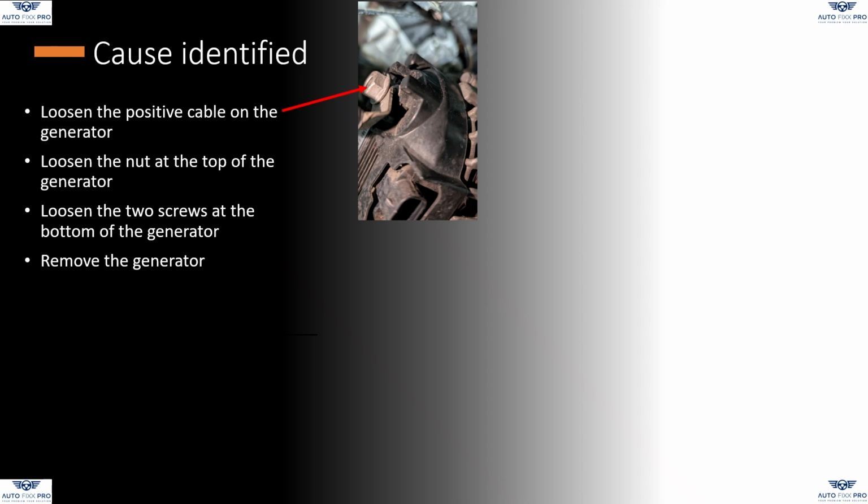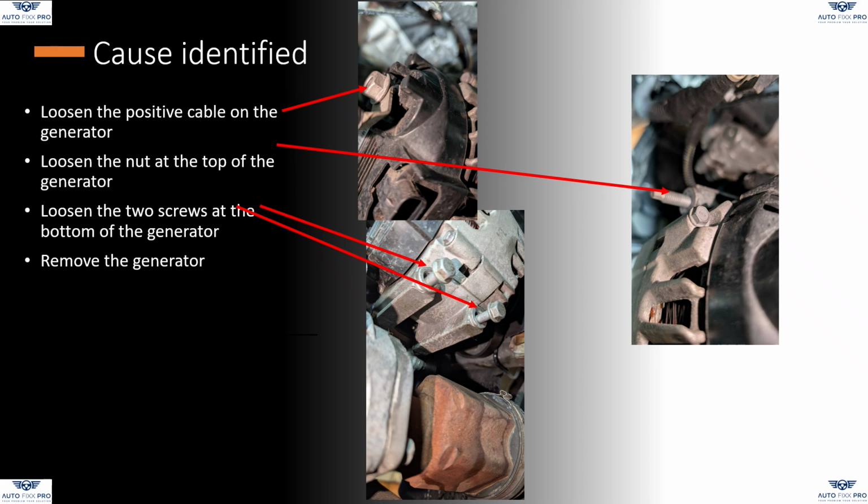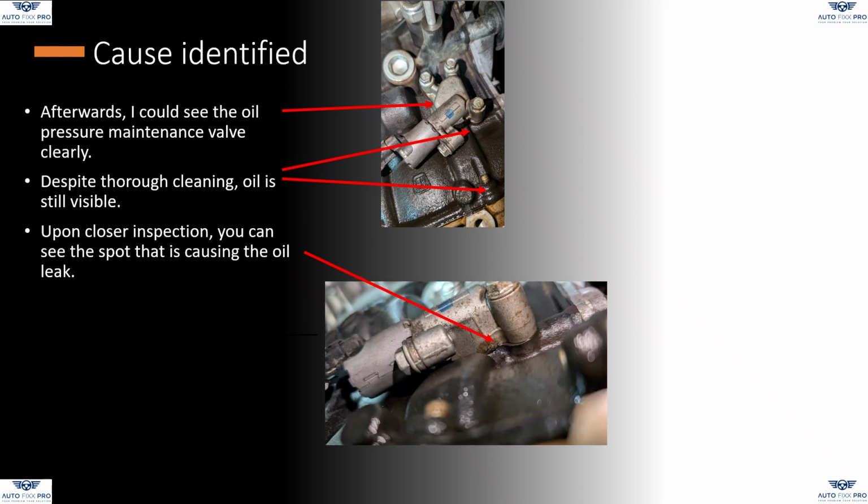Loosen the positive cable on the generator. Loosen the nut at the top of the generator. Loosen the 2 screws at the bottom of the generator. Remove the generator. Afterwards, I could see the oil pressure maintenance valve clearly. Despite thorough cleaning, oil is still visible. Upon closer inspection, you can see the spot that is causing the oil leak.